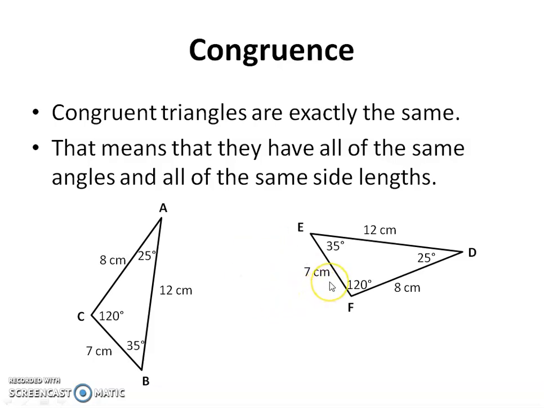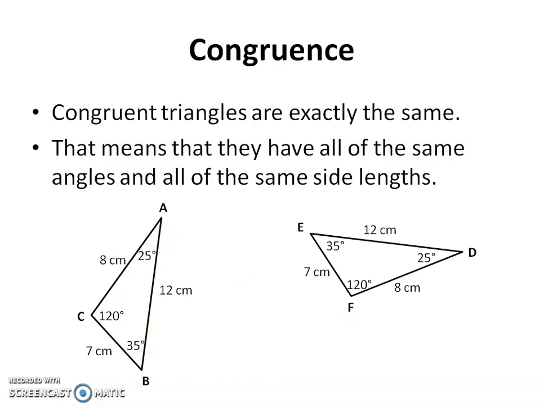And you might be asking, well, like here, for instance, the 35 degrees is in between the 7 centimeter side length and the 12 centimeter side length. What if you had a 7 and a 12 and you had a different angle there? Like what if the 25 or the 120 was there? The answer is that if you have all three sides the same and you have the same angles, they have to appear in the same place.